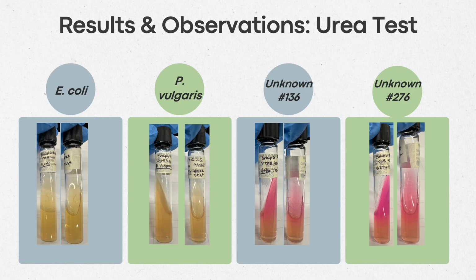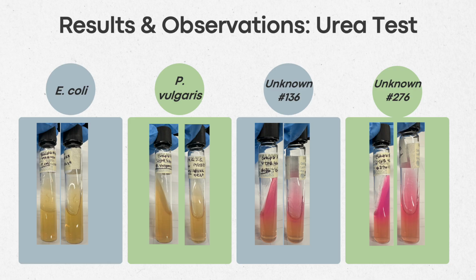Now moving on to the results and observations for the urea test. Urea agar tubes were inoculated with several organisms, including E. coli, P. vulgaris, unknown 136, and unknown 276. After incubation, only unknown 136 and 276 showed a clear color change from a yellow-orangish to a pink color on top. This indicated a positive urea test, which means that these 2 unknown organisms produce the enzyme urease.